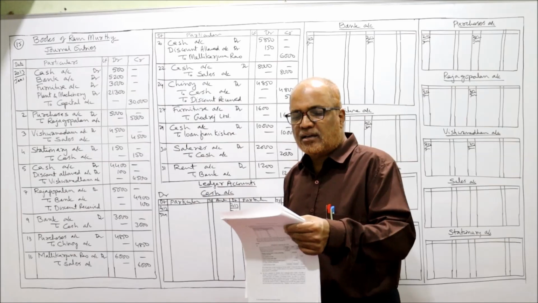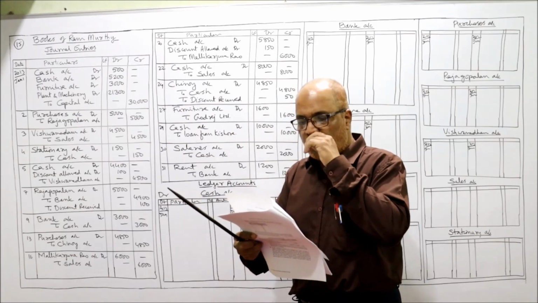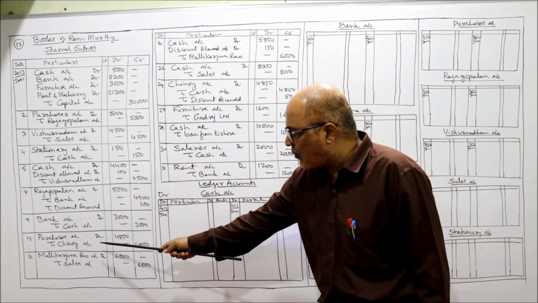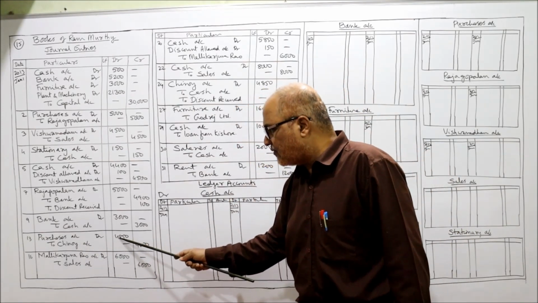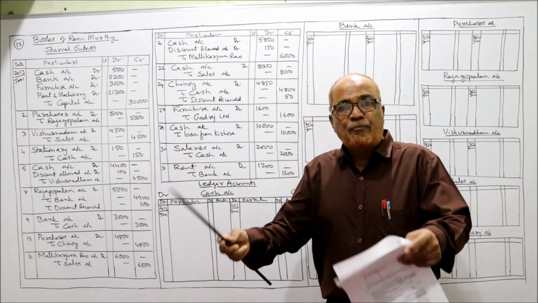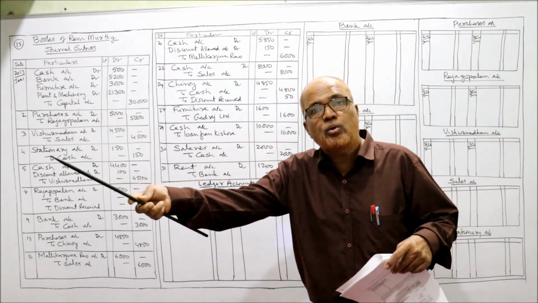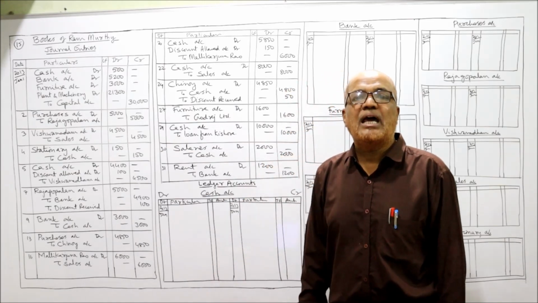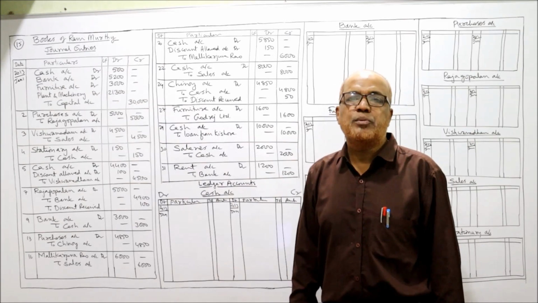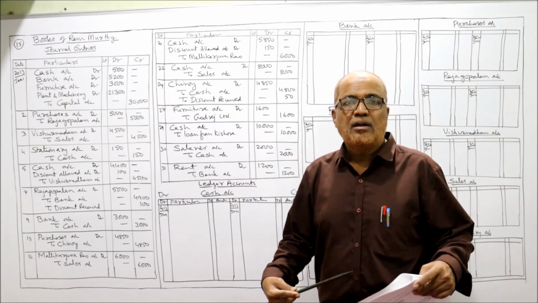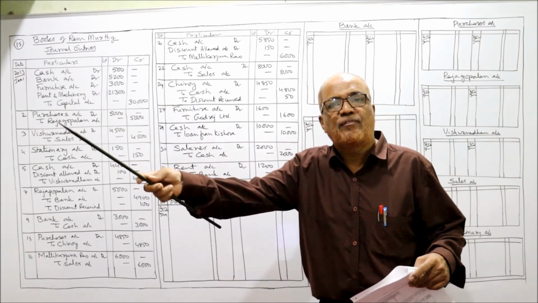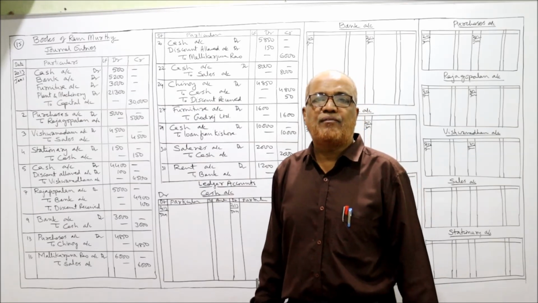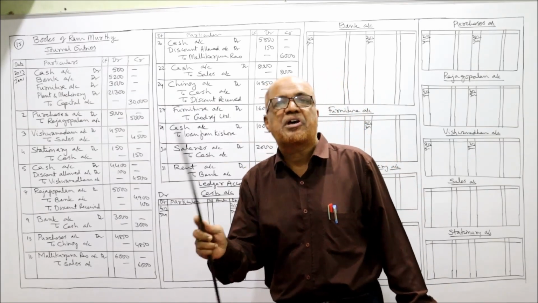Paid 4,800 to Chennai in settlement of the debt due to him. Actually we purchased the goods from Chennai: purchases account debit to Chennai 4,850. So we have to make the payment to Chennai 4,850. But we are paying only 4,800. That means 50 rupees discount we are receiving. Instead of paying 4,850, we are paying only 4,800. The discount received account should be credited by 50.